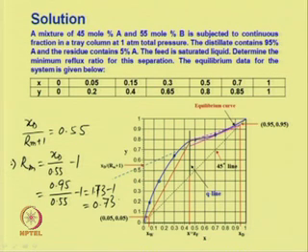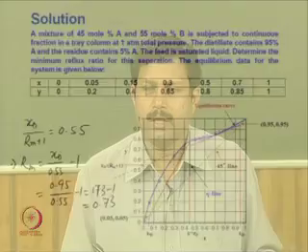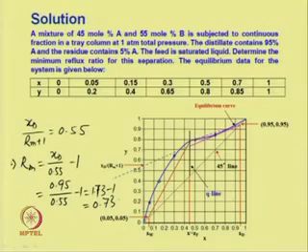So, in general, when we design a distillation column, the reflux ratio could be varied between 1.1 rm to 1.5 rm, that is, 1.5 times the minimum reflux ratio. A reasonable value generally used is 1.2 rm.